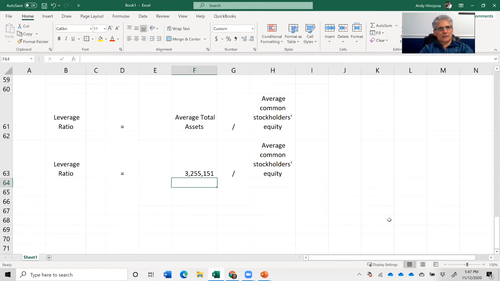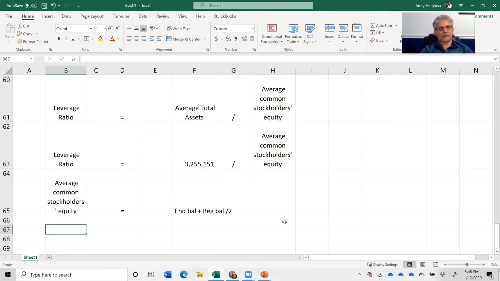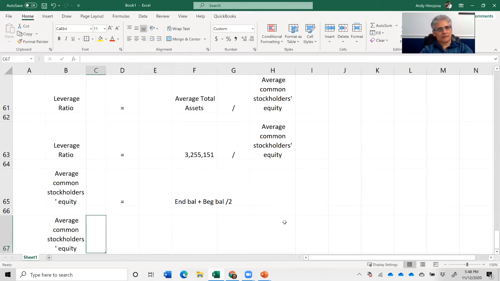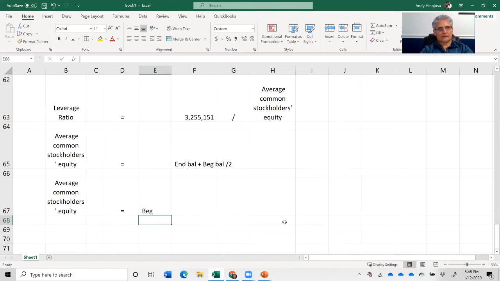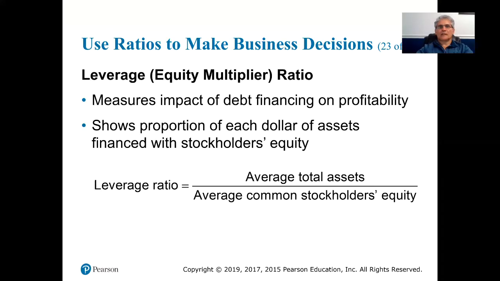So we have to figure out, well, how do we compute that? Well, it's the average. So we're going to take the ending balance, add the beginning balance, and then divide it by 2. We're talking about common stockholders' equity. So let's do that. Beginning balance, using the numbers that we're working with.